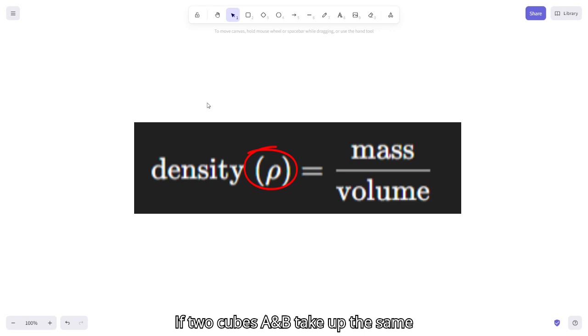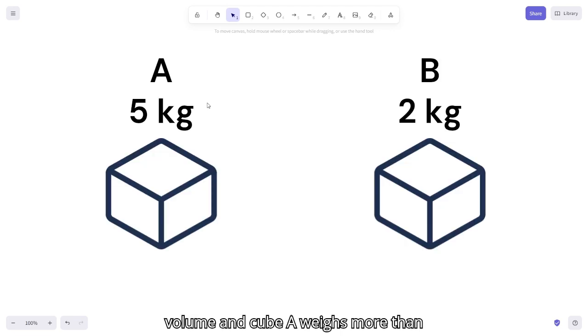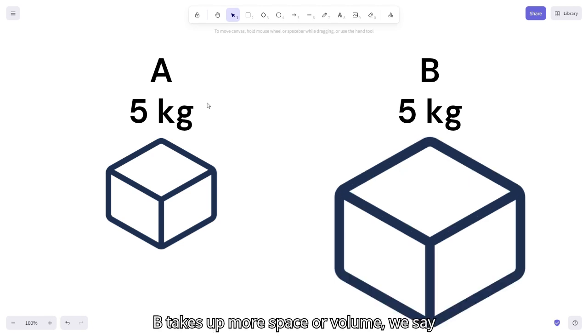If two cubes A and B take up the same volume, and cube A weighs more than cube B, we say that cube A is denser than cube B. If both cubes share the same mass, but cube B takes up more space or volume, we say that cube B is less dense than cube A.